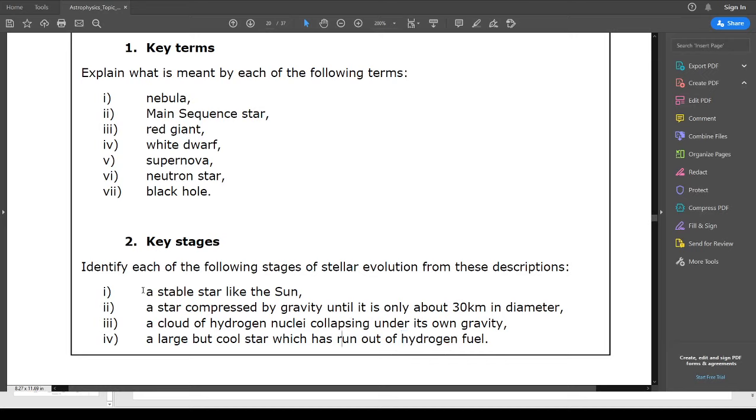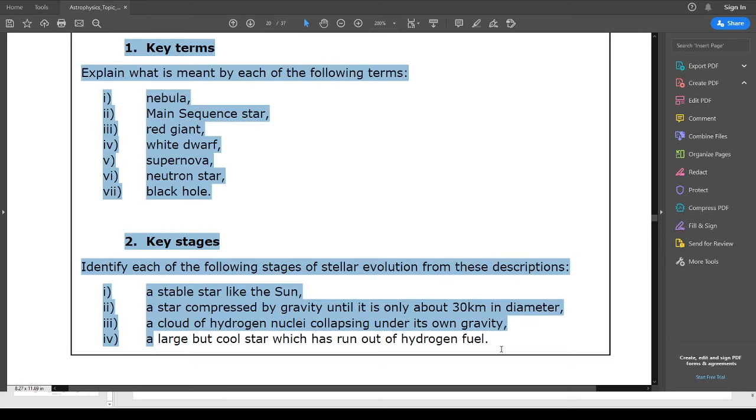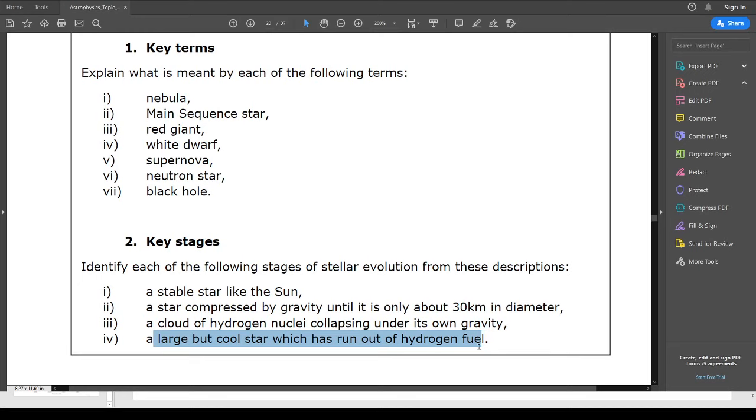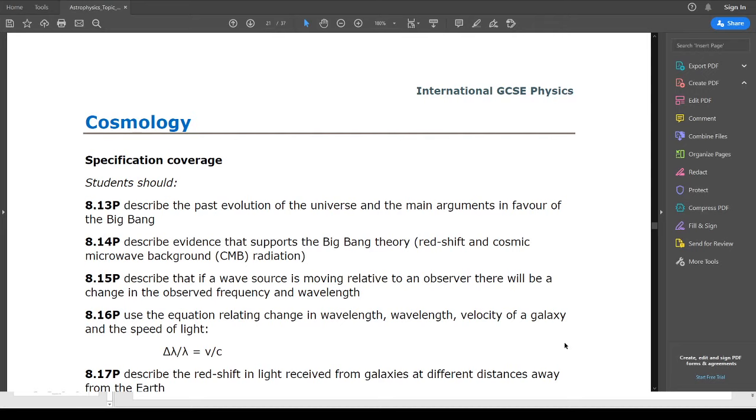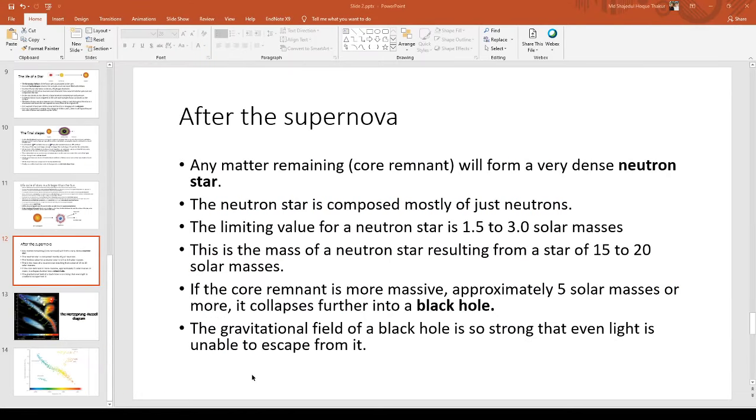Okay, so I'll tell you the answers again. Main sequence. Then what is this? Neutron star. What is this? Nebula. And then this is red giant. Okay, that's it. And next class we will start cosmology. So, any questions thus far? Any questions?